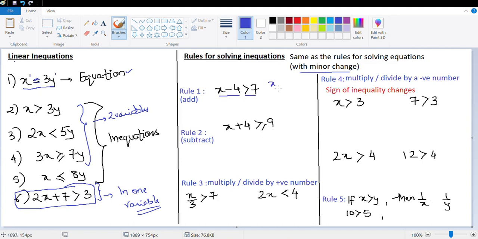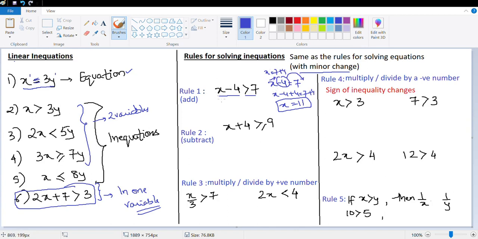So if this equation was x minus 4 is equal to 7, well, I am allowed to add 4 on both the sides, which means this would become x is equal to 11. Some people also write this in the form that take negative 4 to this side, so this becomes x is equal to 7 plus 4. This is what we did in equations.